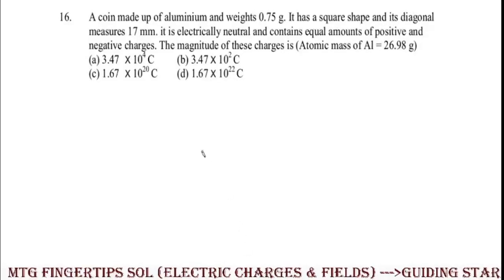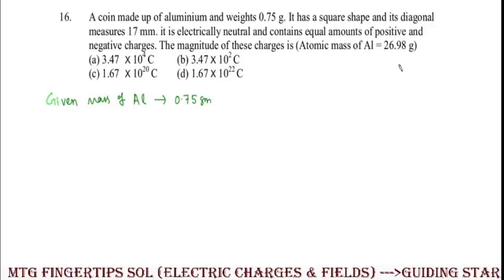Okay, so here in question number 16, what it is saying is that a coin made up of aluminum weighs 0.75 gram. That means the given mass of aluminum is 0.75 gram. It has a square shape and its diagonals measure 17 mm.